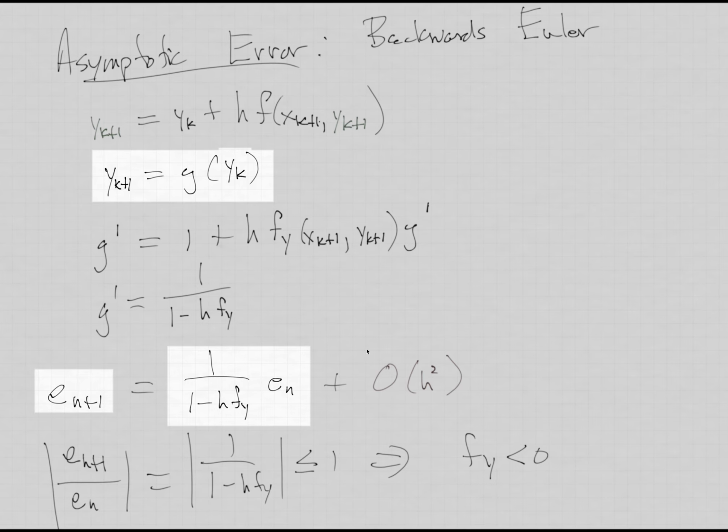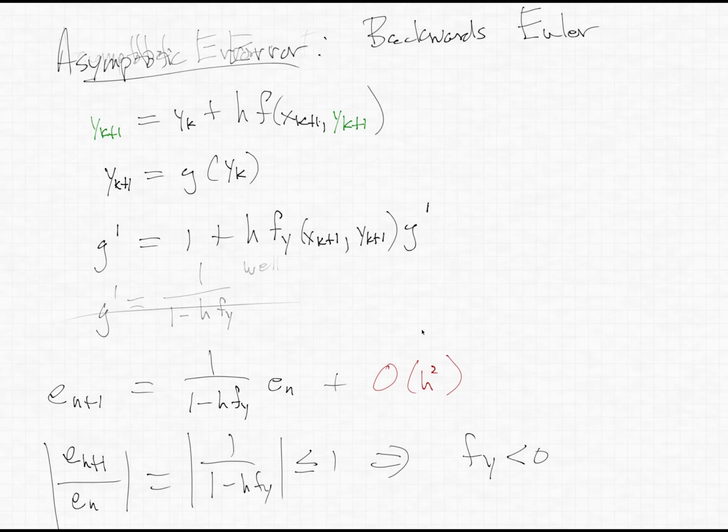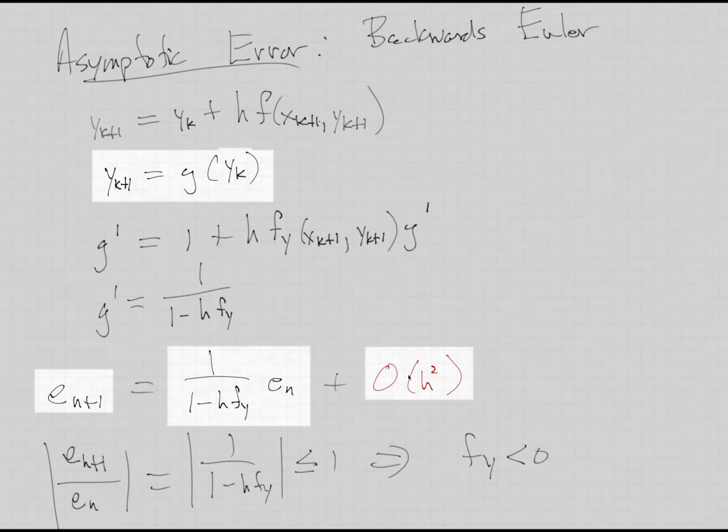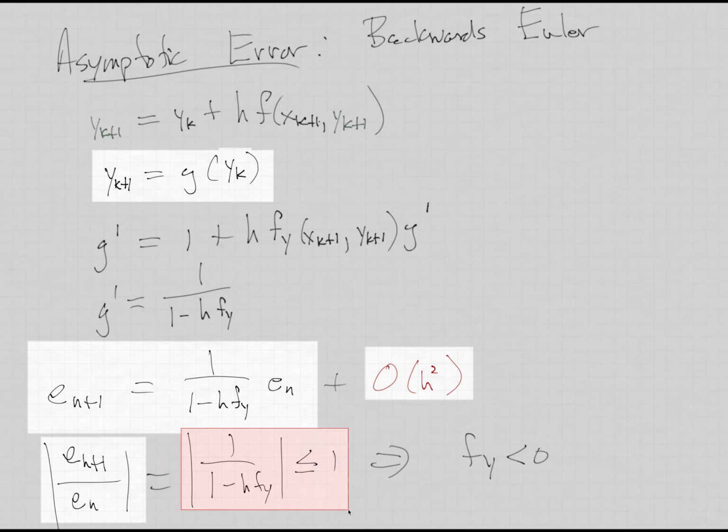So delta y sub k times the derivative gives us an estimate for the error in y sub k plus 1. Now, it's only an approximation. It'll be accurate up to a second order term in h. And in this calculation, we're ignoring these second order terms. So let's just focus on this equation now. Again, we can solve for the ratio e sub n plus 1 over e sub n, take the absolute value, and it becomes this inequality.